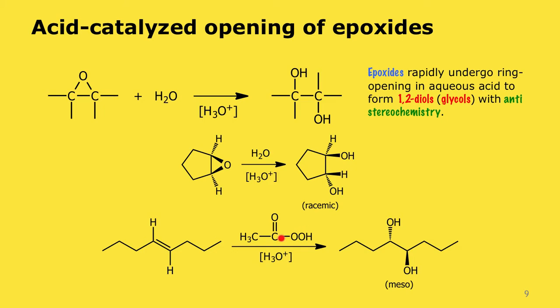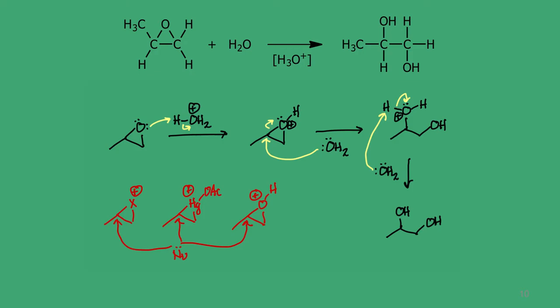But the first thing that happens is formation of the epoxide, and then we get a ring opening, and in this case, it forms a meso compound. I'll leave it up to you to convince yourself that this is really a meso form. So how does it happen?